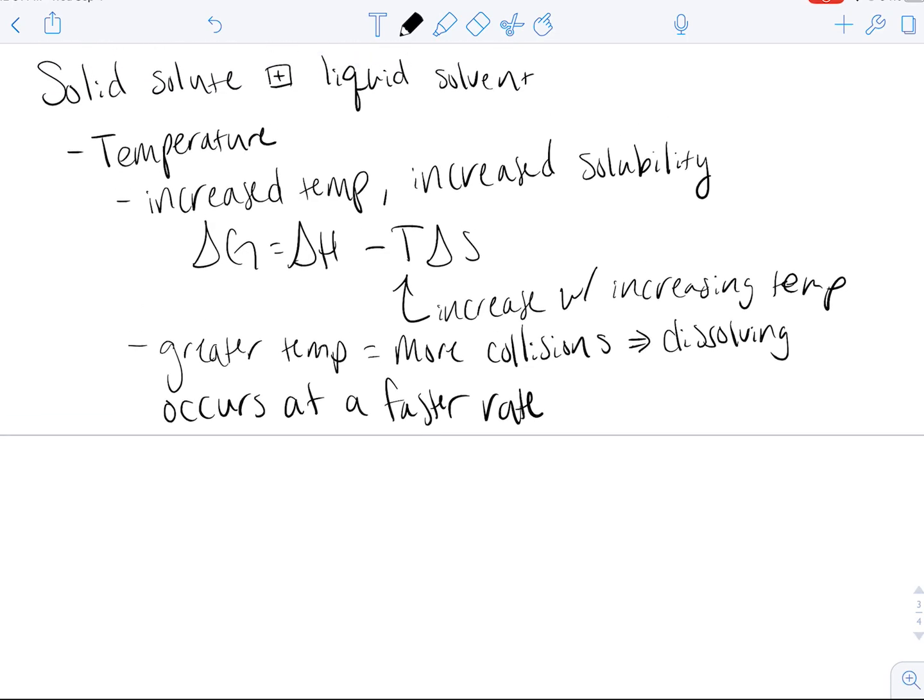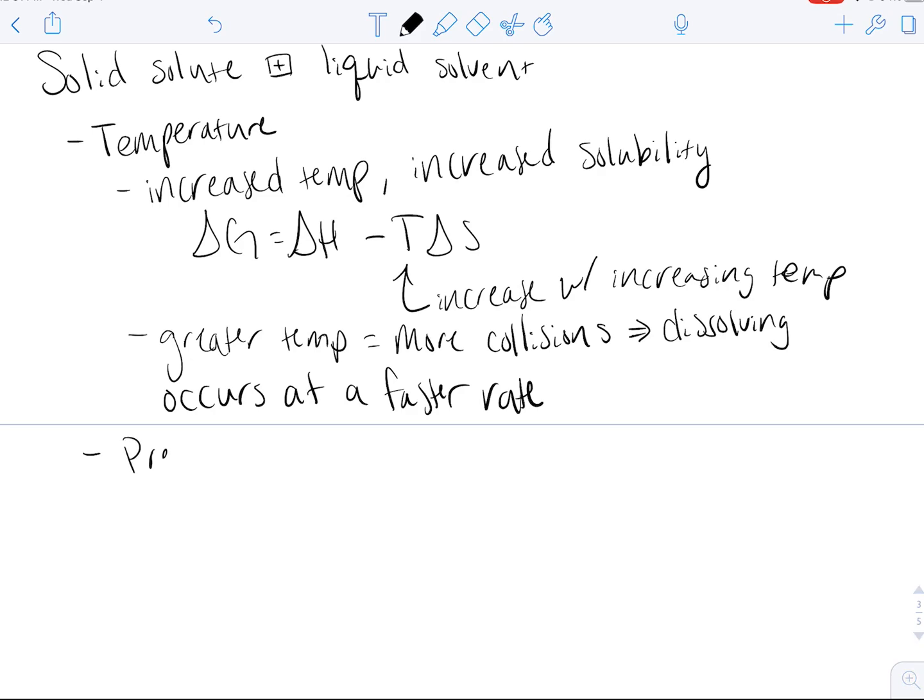Next, we're talking about a solid solute and a liquid solvent. Let's look at pressure. Pressure is going to have no effect on solubility when we have a solid solute and liquid solvent. Next, surface area.